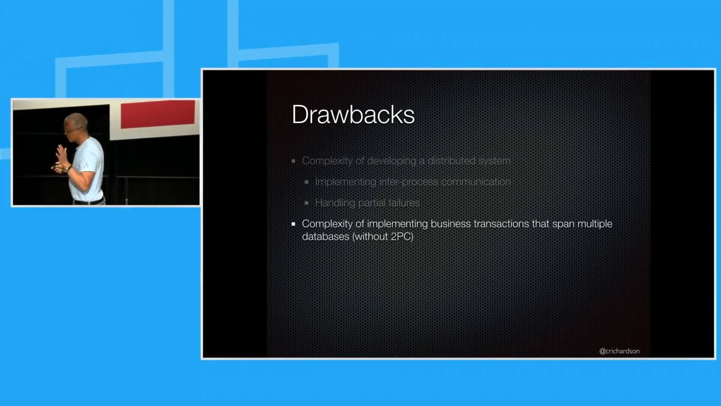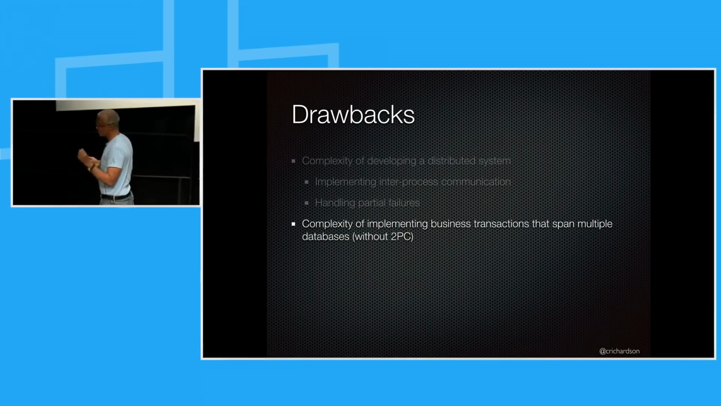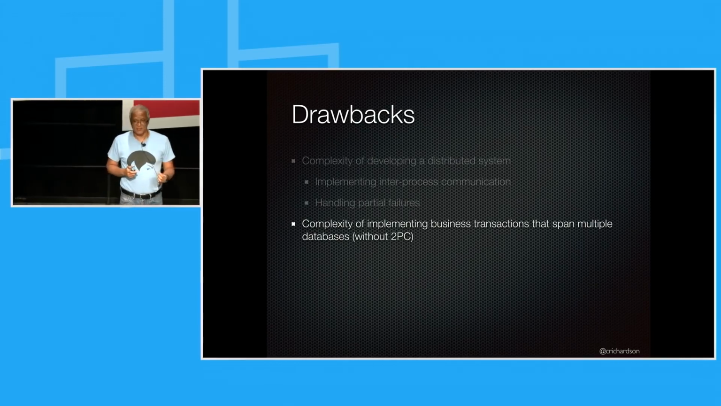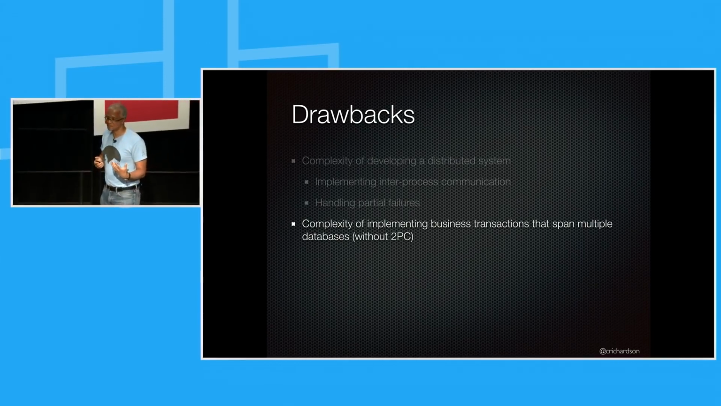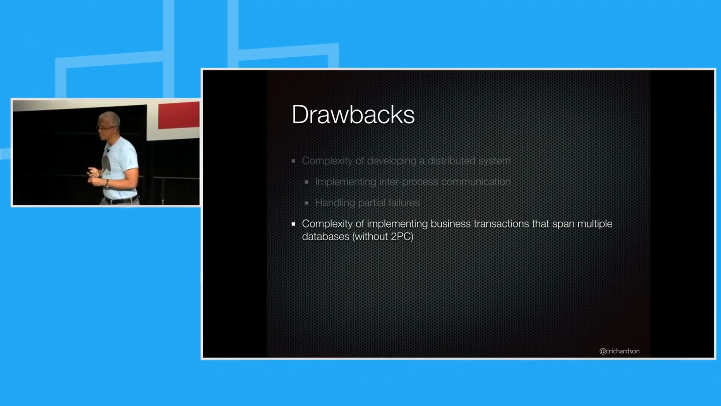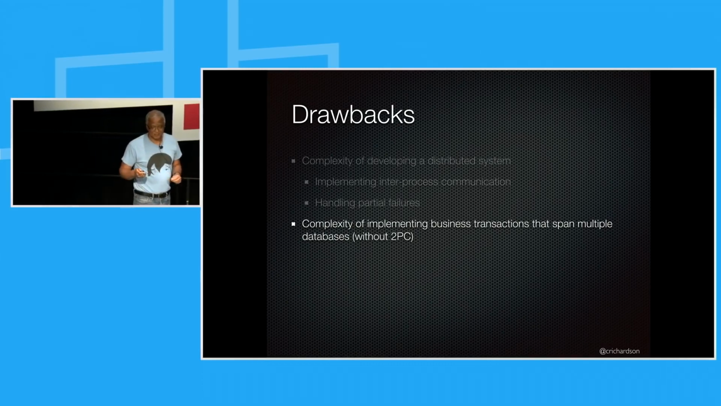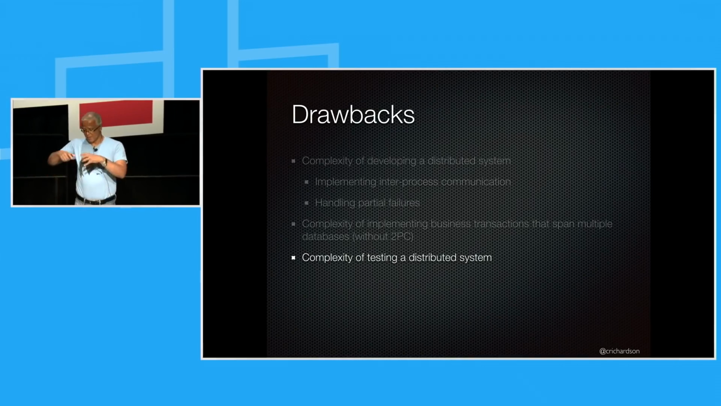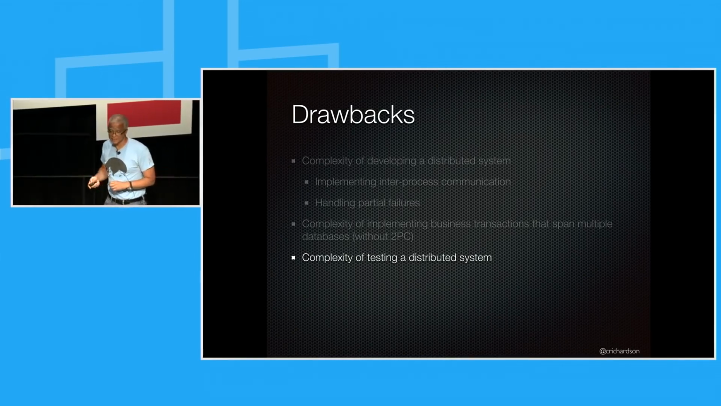Also, as I mentioned, we've split up our databases, and yet we still have business transactions that need to maintain data consistency across those databases. And that becomes really tricky, especially because we can't use the traditional approach of two-phase commit. Distributed transactions are not a viable option for modern architectures. Also, testing is more complicated as well, because you might want to test a service, but that service could have a whole tree of transitive dependencies.